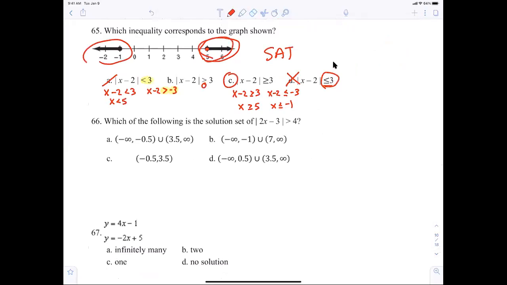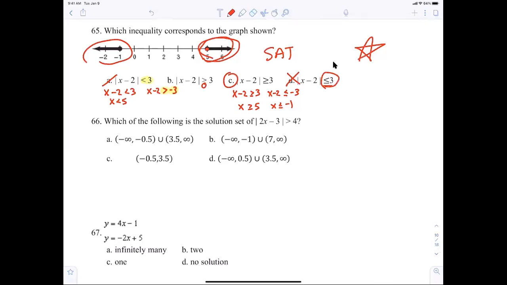I really think you guys should put a star by that. You should put a star by that and go review absolute value inequalities. All right, Austin, thank you for waiting. Yes, exactly. Automatically, you could have just eliminated A and B from the start. That's exactly correct. And again, I'm trying to teach you how you can take standardized tests better. Understanding a few basic things.